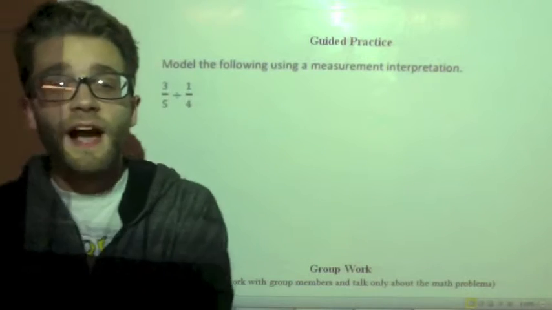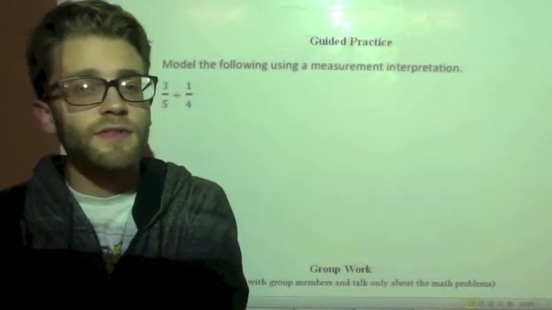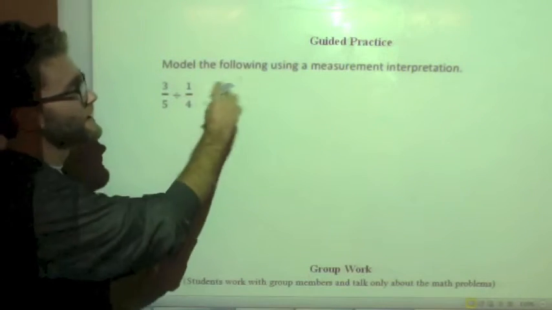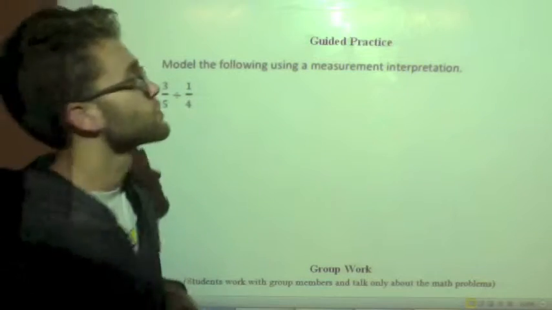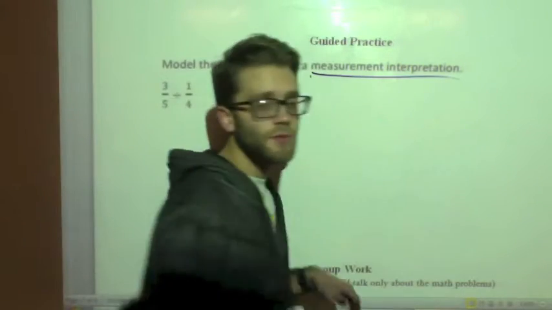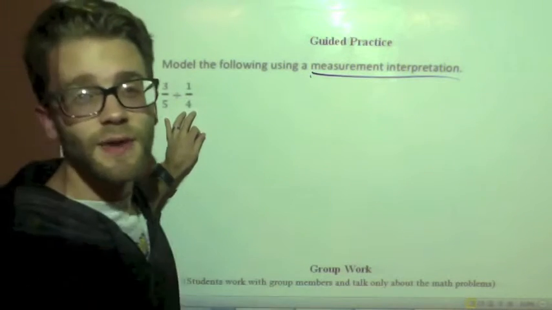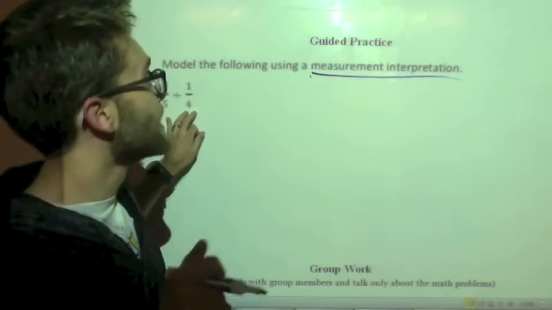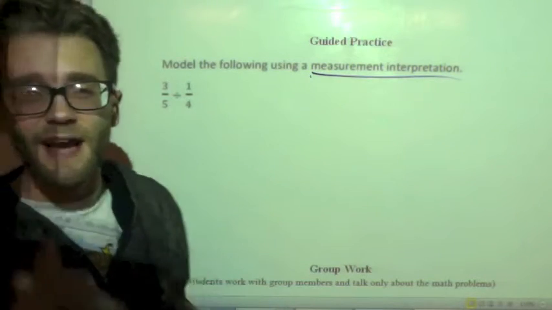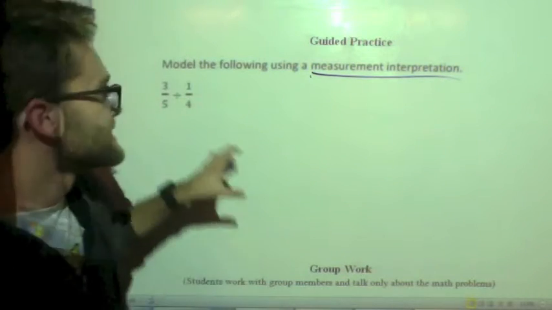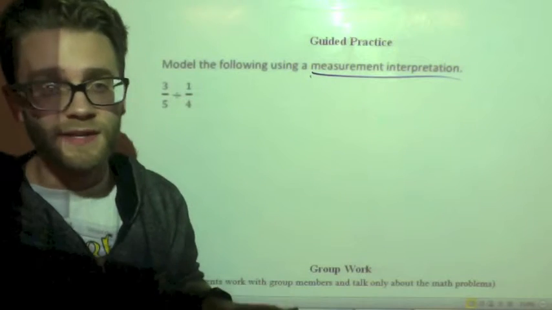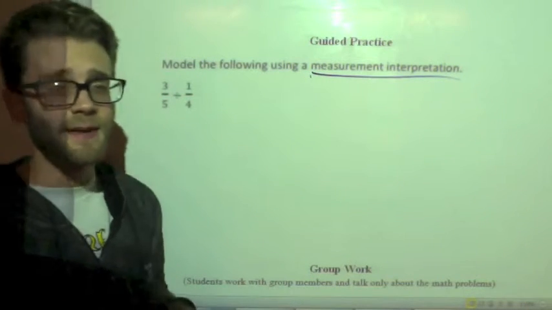We are on to the guided practice portion. Nice work with the last section. Now notice with this one, it says model the following using a measurement interpretation. With the last one, we were using the partitive one, but this is going to be different. One key that you must know for a measurement interpretation is that the denominators have to be equal. So this is a problem that's not set up in a way that we can divide this yet. We've got to get it set up so that they are equal.